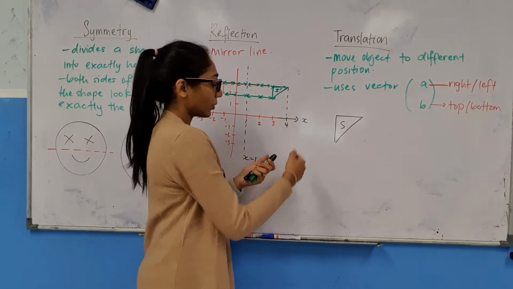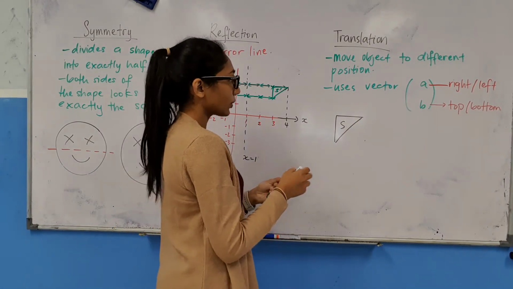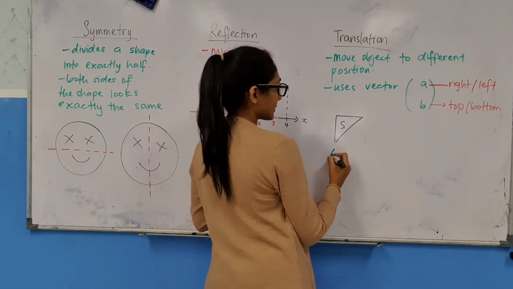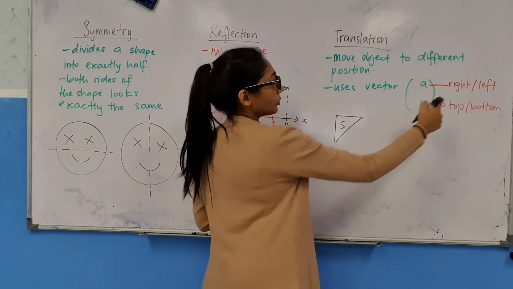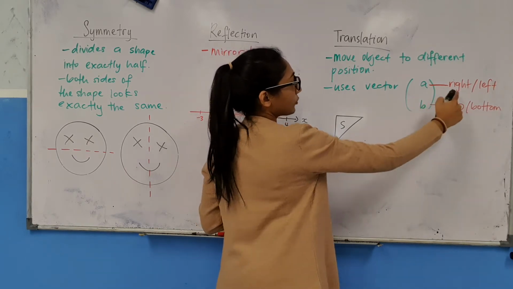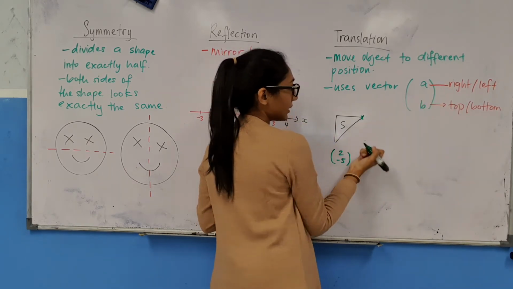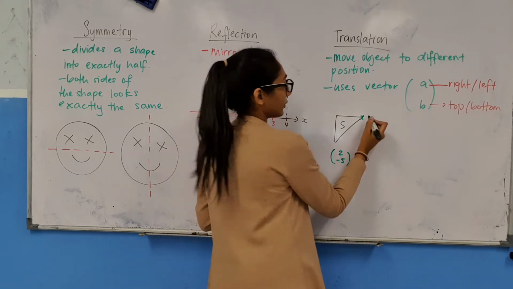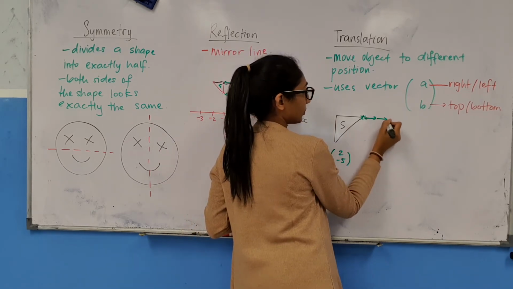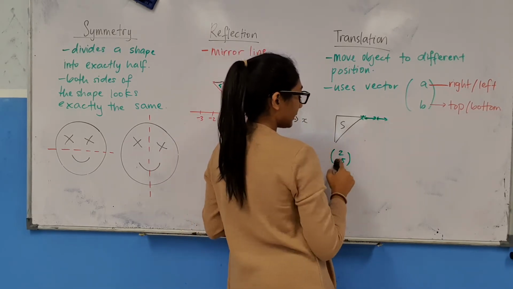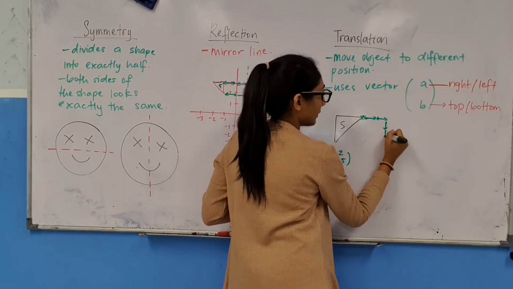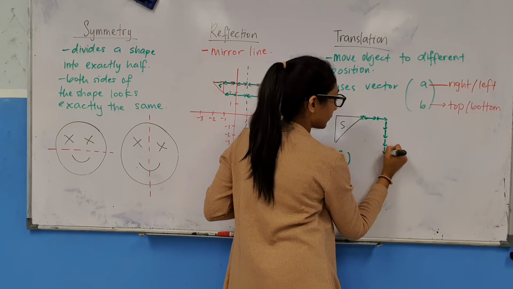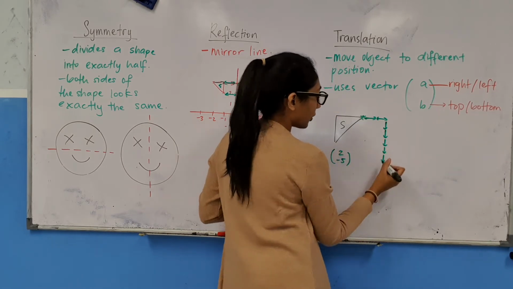So let's say I have an object here. Okay, and the vector given is, let's say, 2, -5. So 2, because it's positive, I move to the right. So let's say this point, I go point by point. So 1, 2. And then -5 means top or bottom? Bottom, because negative. So 1, 2, 3, 4, 5. So this point will now be here.